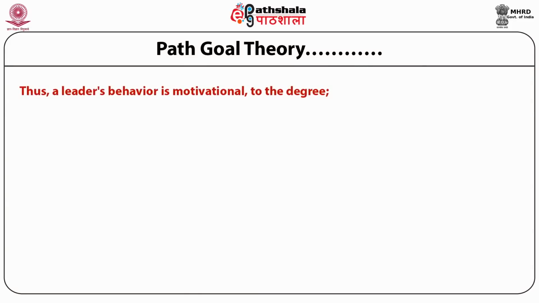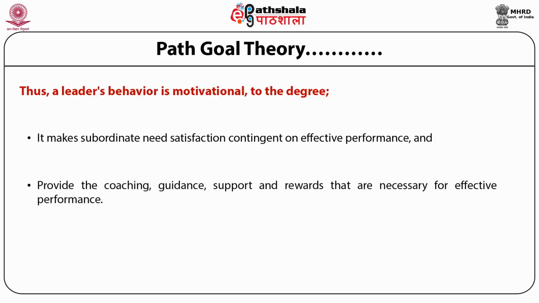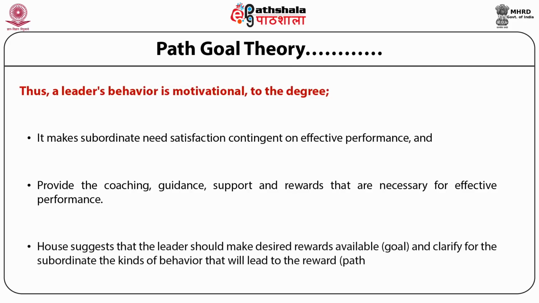Thus, a leader's behavior is motivational to the degree it makes subordinates' need satisfaction contingent on effective performance and provides the coaching, guidance, support and rewards that are necessary for effective performance. House suggests that the leader should make desired rewards available and clarify for the subordinate the kinds of behavior that will lead to the reward.